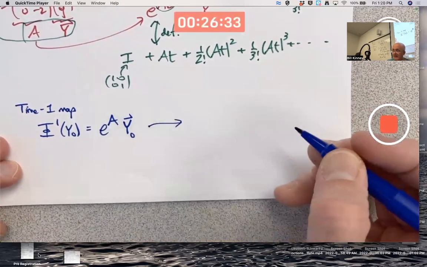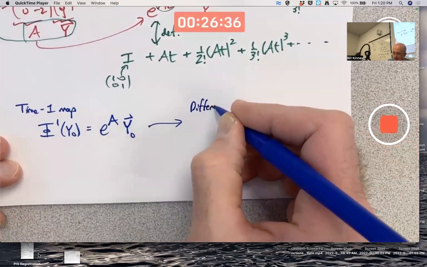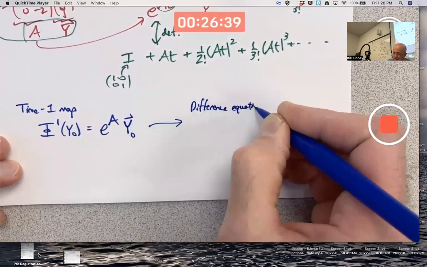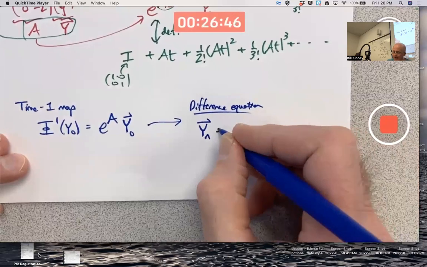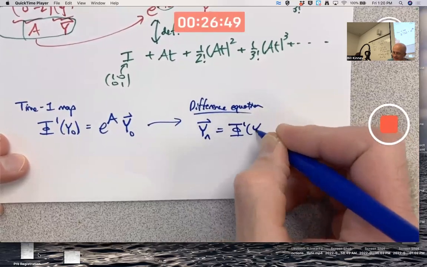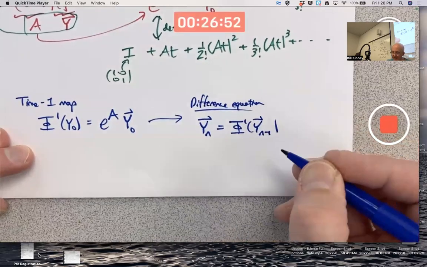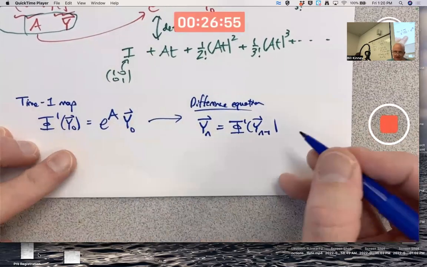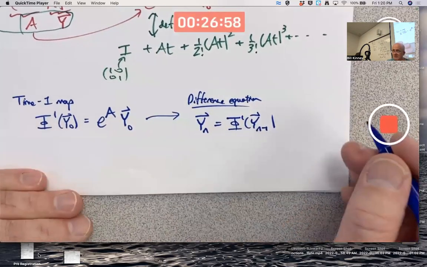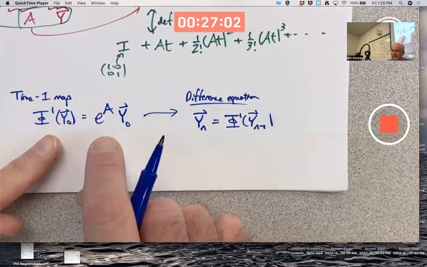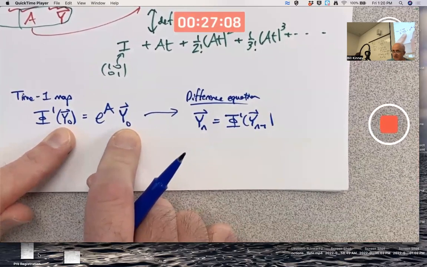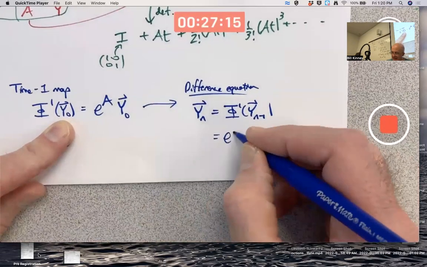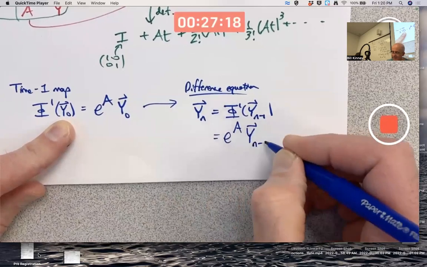And you can think of this as generating a difference equation. Using subscripts n and n minus 1, I could write vector y sub n equals the time 1 map of vector y sub n minus 1. Don't let it bother you that I've changed the y0 to a yn and a yn minus 1. It's not a big deal. It's just a symbol. Actually, when you read books about this stuff, they typically don't even put the subscript of 0 there. They just call it a y. In other words, we're doing e to the A times y sub n minus 1.